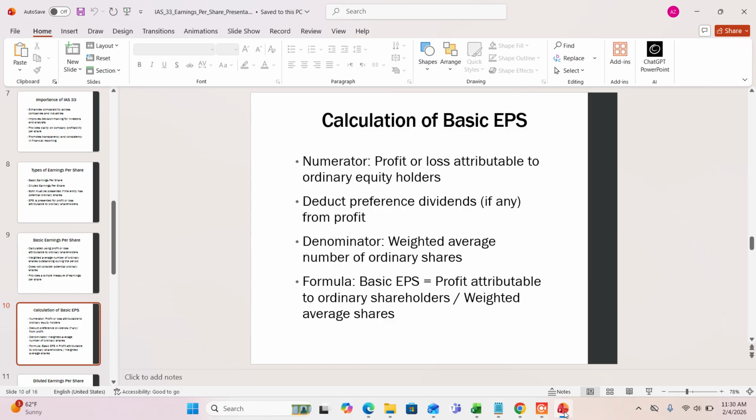Calculation of basic EPS. The calculation of basic EPS involves two key components, the numerator and the denominator. The numerator is profit or loss attributable to ordinary shareholders after deducting preference dividends. The denominator is the weighted average number of ordinary shares outstanding, adjusted for share issues or buybacks during the period. The weighting ensures a fair reflection of shares in circulation.